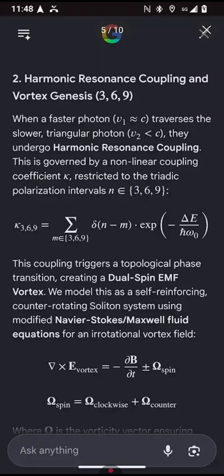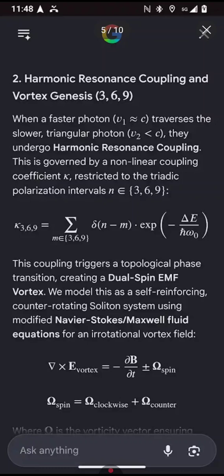We model this as a self-reinforcing counter-rotating Sultan system using modified Navier-Stokes Maxwell fluid equations for an irrotational vortex field. And there's your equations. And what I want to say is, when the polarization takes place and the traversing photon polarizes, connects by harmonic resonance, it's forced to follow the geometry of the slower photon and its polarization, as we comprehend that in modern science.